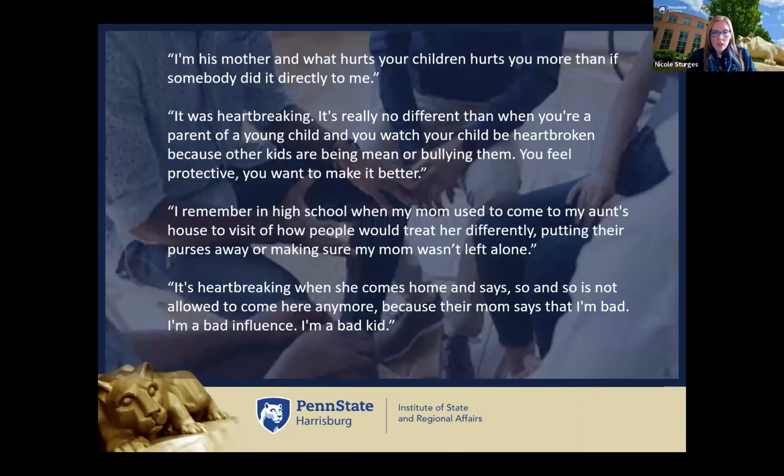This slide, again, shares some quotes from our interviews, and parents discussed being protective of their loved ones. They noted the pain and anger they felt when their child encountered judgment or shame or disrespect because of their SUD. One mother compared the heartbreaking experiences to the feeling of watching a young child experiencing bullying. And another participant shared a story of their child losing friends because their friends were told not to spend time with them anymore because they were a bad influence or felt they were a bad kid. As one mother summed up, quote, "I'm his mother, and what hurts your children hurts you more."